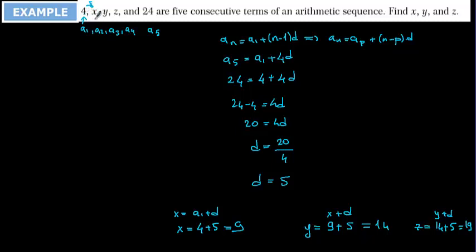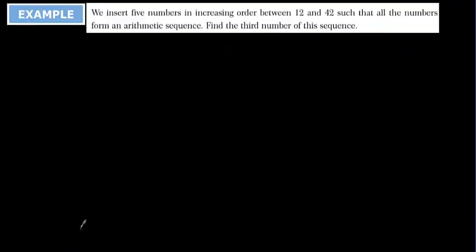Here you can find that if the common difference is 5, you add 5 to 4 and it's going to be 9, and you add 5 to 9 and it's going to be equal to 14, and you add 5 and find the next term, that's 19, and when you add 5, you find that it's equal to 24. Okay, the next question.